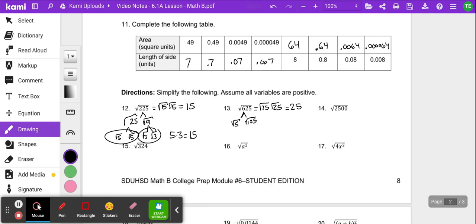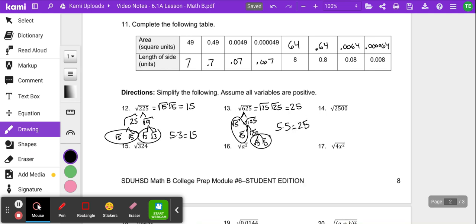125. And you go, okay, hopefully you recognize 25 goes into that. That would be square root of 5 times 25. And 25 is square root of 5 times square root of 5. So from these two, we get a 5. And from these two, we get a 5. And 5 times 5 is 25. So if you don't know your perfect square, you can still break it down.